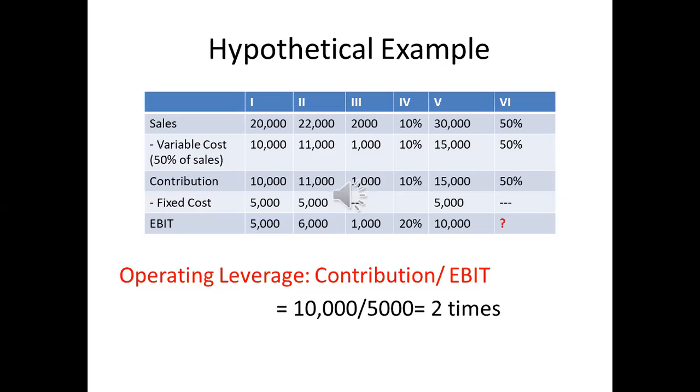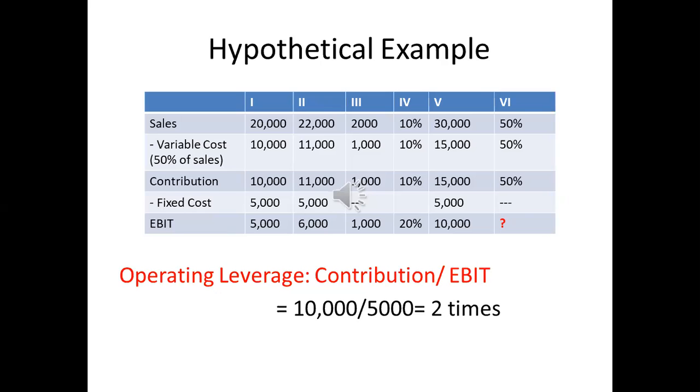Now let us assume that next year the firm increases its sales by 10%. So sales increase to 22,000, a 10% increase. Variable cost is 50% of sales, so it has also shown an increase of 10% and variable cost now incurred is 11,000. Sales minus variable cost, contribution is 11,000, again showing an increase of 10%. But as we discussed, operating leverage is 2 times. It means that if sales are increasing by 10%, double will be the increase in the operating profit or EBIT. So that is why EBIT will increase by 20%.